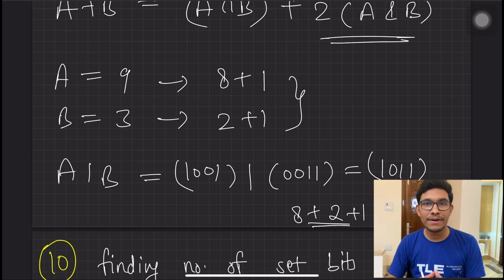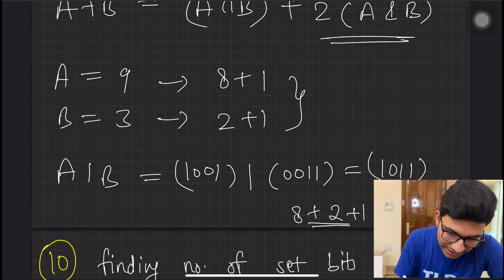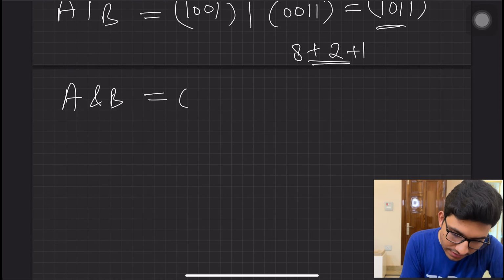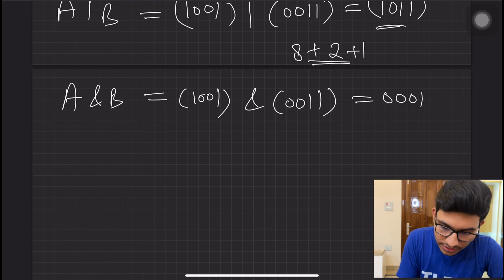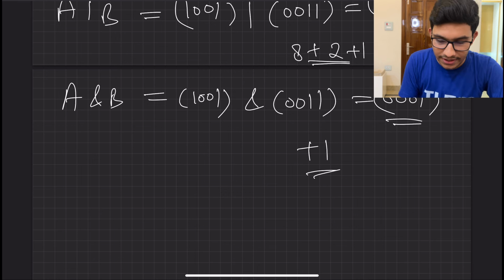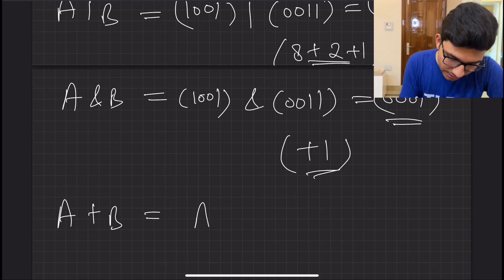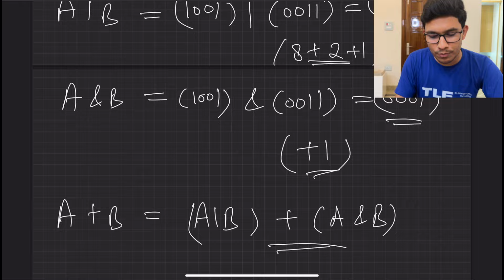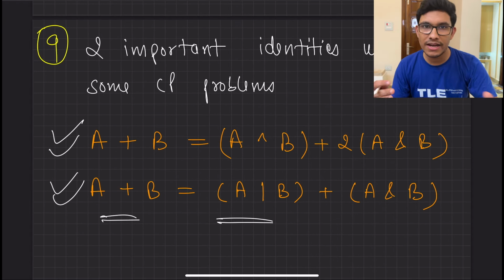So it clearly has all the bits which were not same in a and b, and the bits which were same in a and b, it is adding them once, but they have to be added twice, right? So what you can do is you can obtain a and b after this. If you obtain a and b, this will be 1 0 0 1 and 0 0 1 1, which will come out to be 0 0 0 1, and then you can just do a plus 1 at the end, right? So this 8 plus 2 plus 1 and a plus 1. So that is why we say a plus b is equal to a or b plus a and b. Again, these two properties are very, very cool. They are useful sometimes when you're trying to find out two numbers, for example, having certain properties, right?